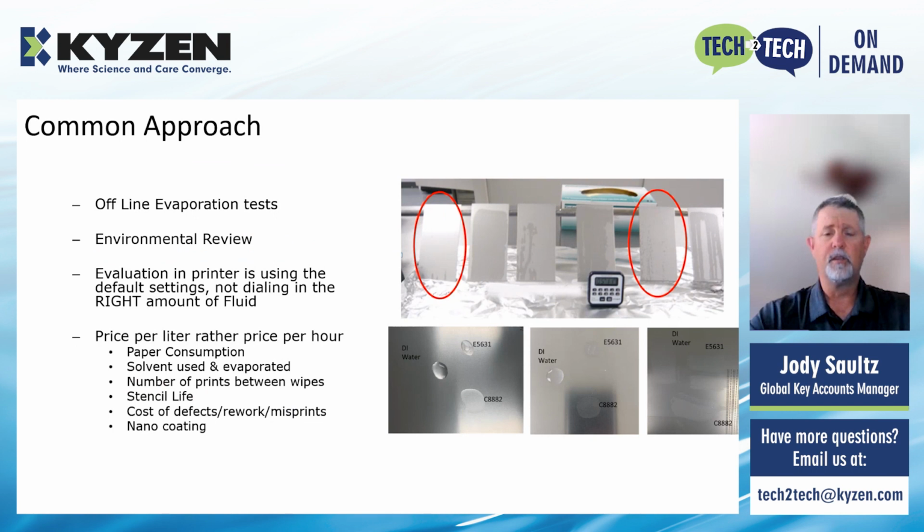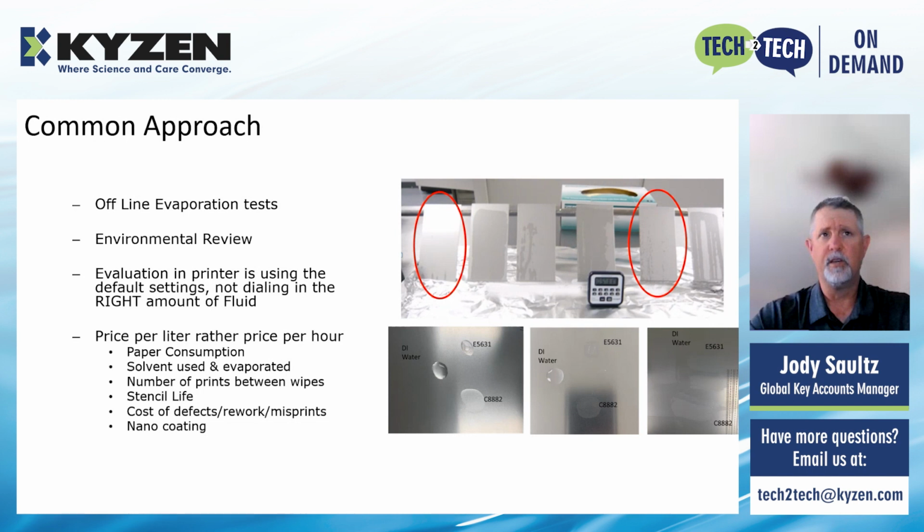So if you look at some of the chemistries out there, you can do an offline evaporation test. Of course, you'll want to do an environmental review. Is it safe to use? In most cases, I don't know of any printer manufacturer out there that recommends alcohol to be used in their printer.